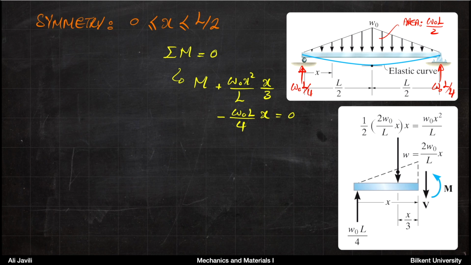In order to calculate the height of the triangle, you can imagine that you have a line here with the slope 2W0 over L, and you multiply that slope by the distance to get the height. All right, so if you do that, the effective force would be W0 x squared divided by L, which is acting at a distance x over 3 from the right end.